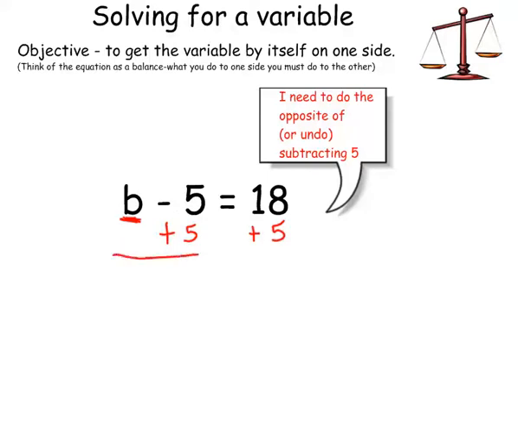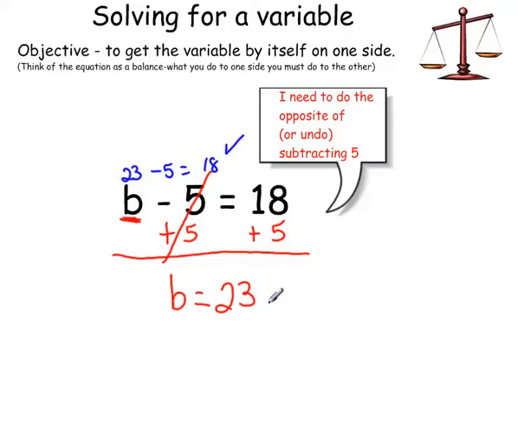Remember, I'm looking for this process here. So I want to see this. Even though some of you already know the answer, I want to see the process. So if I have minus 5 and I add 5 to it, that just cancels out, which is exactly what I wanted. So all I'm left with is b on this side. Then 18 plus 5 is 23. So I've solved for b. Now I just want to go back and plug it in to make sure I'm right. So 23 minus 5, yep, that equals 18. So that's a good solution. So b equals 23 is correct.